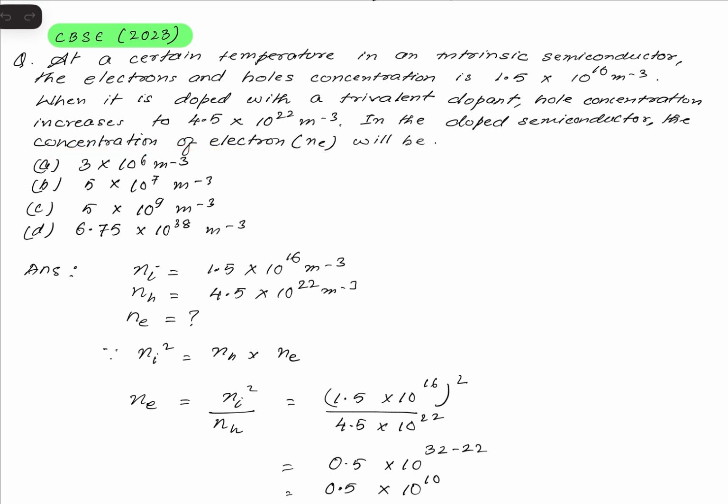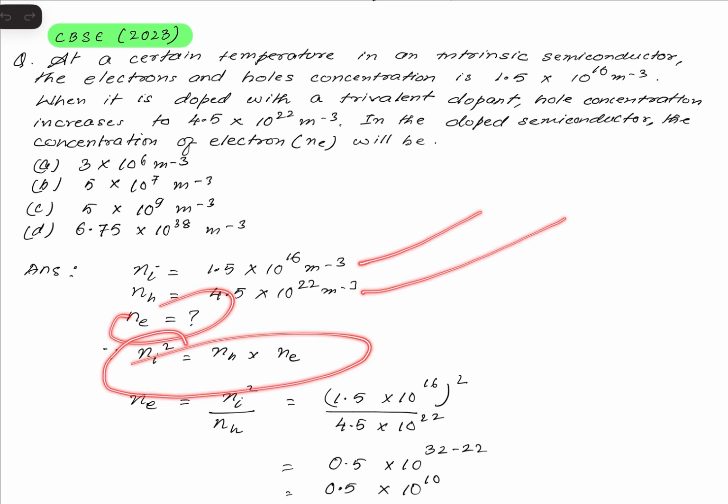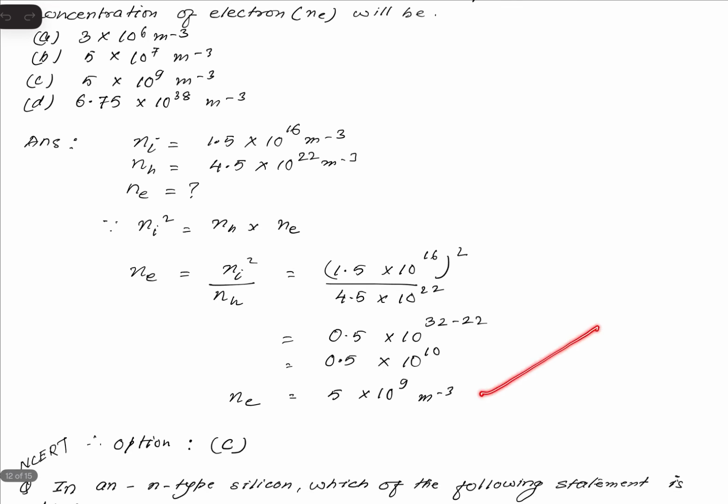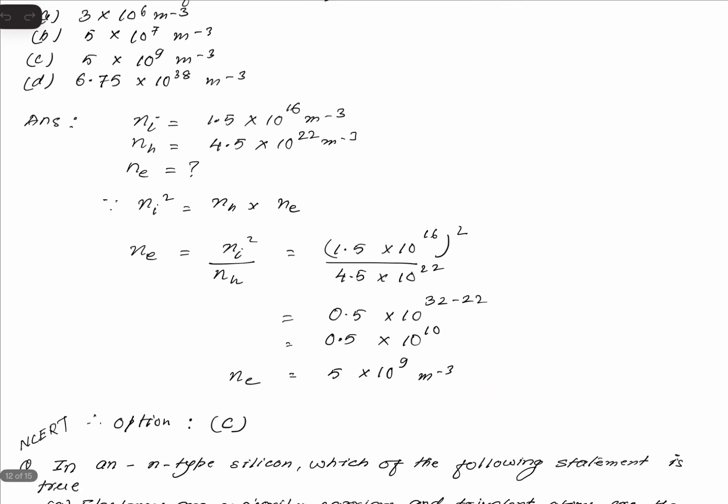What's the relation? Ni they have given, NH they have given, Ne is asked. The relation is Ni square equals NH into Ne. So what is your Ne? Ni square by NH. Put the value, you're going to get the answer. Yes, okay, so this is the answer.